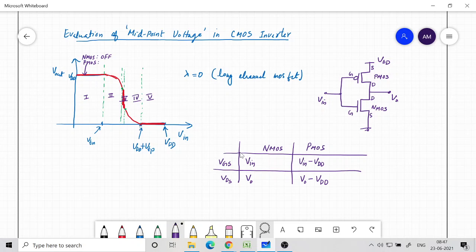In region 1, there is a small voltage that we are applying, and we assume that the output is high. Why? Because this NMOS is off and the PMOS is on, and the channel resistance when it is off is infinity. So all the voltage at VDD will come to V out. Therefore the VDS of PMOS is very small and VGS is a very large negative value, so definitely it is going to be in the triode region.